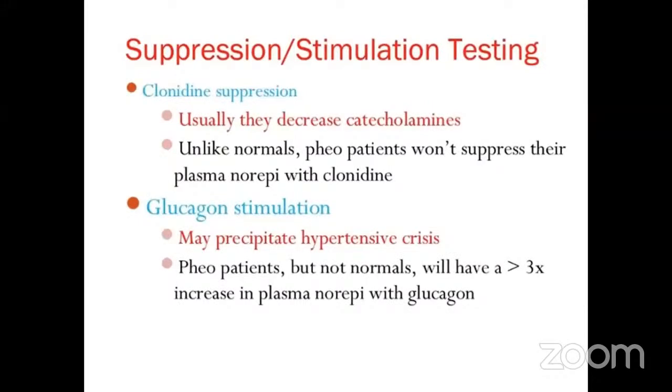Coming to suppression or stimulation testing, with clonidine suppression, catecholamines usually decrease. Unlike normal people, pheochromocytoma patients won't suppress their plasma norepinephrine with clonidine. Glucagon stimulation may precipitate a hypertensive crisis. But in pheochromocytoma patients, there will be more than a 3-fold increase in plasma norepinephrine with glucagon.